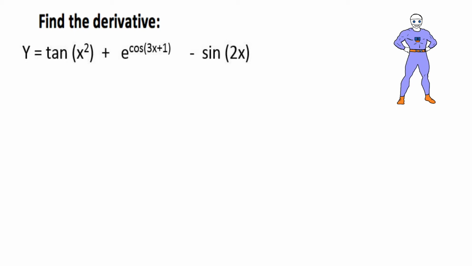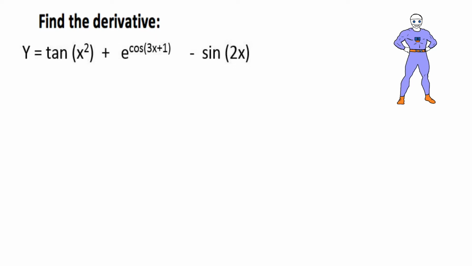Hello, in this tutorial, I will be covering another method of taking derivatives. For this problem, we are asked to find the derivative of y equals tangent x squared plus e^(cosine 3x plus 1) minus sine 2x. This method is fast and effective, but you need to know the basic rules and formulas of taking derivatives.